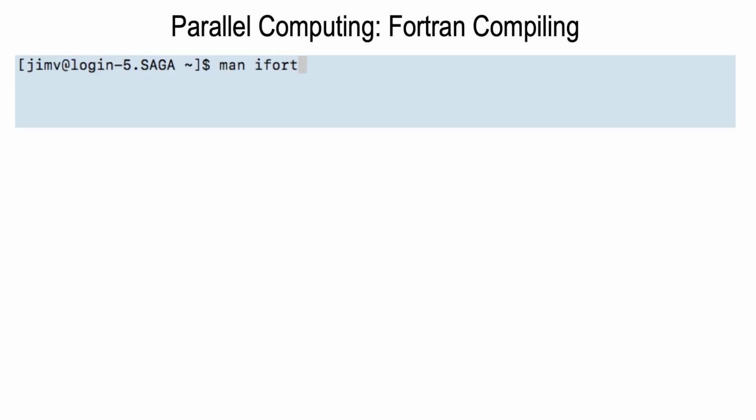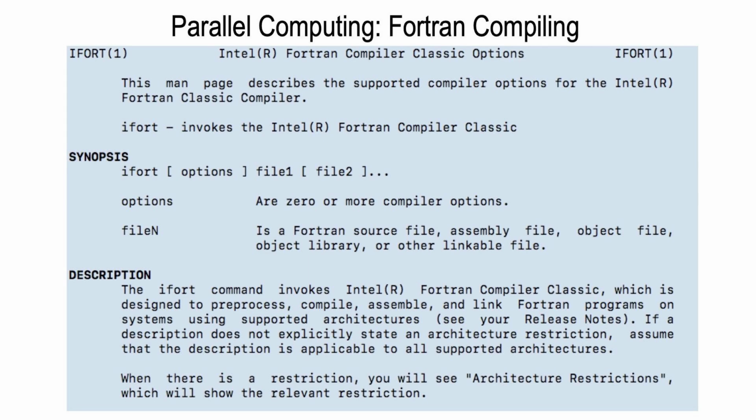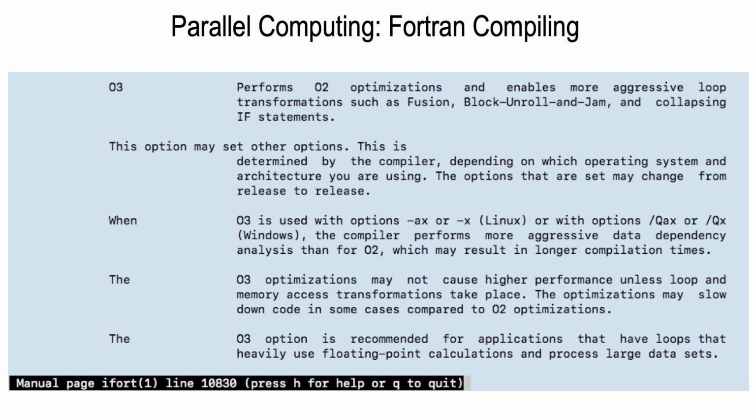To access the manual for the ifort compiler, simply type man ifort at your command prompt. The manual will be displayed in your terminal. However, it's worth noting that this manual is extensive and may be impractical to navigate. The O3 option is first mentioned in line 10,830 of the manual. It may be more efficient to seek information about the compiler through alternative methods.